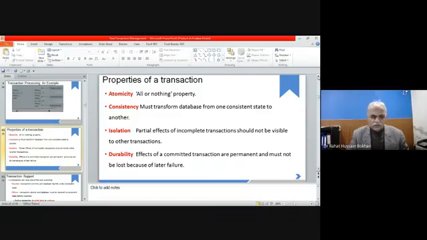You can't roll that back. Such committed transactions are permanent. And if another transaction is carried out after that and that transaction is a failure, not successful, it does not affect the earlier transaction that you have committed.